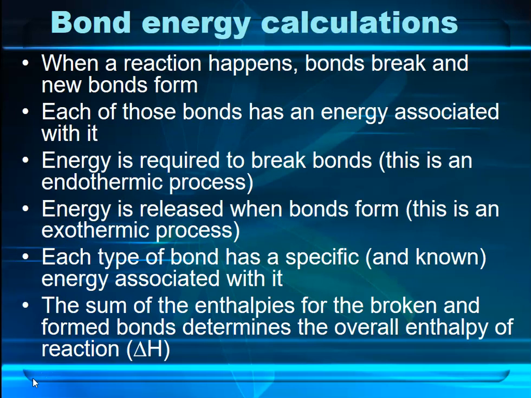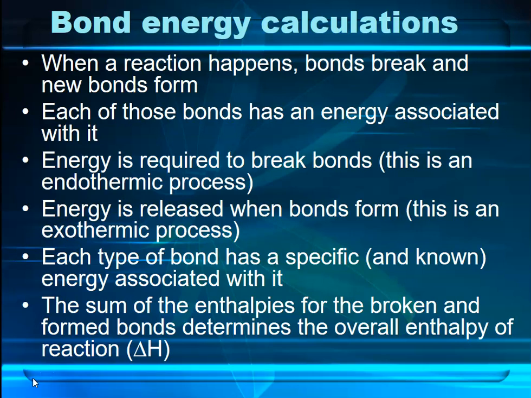Each particular type of bond has a different amount of energy associated with it, and that's what we call the bond enthalpy. So by summing up the enthalpy required to break all the bonds that are breaking in the reaction and the enthalpy released when we make all the new bonds, then we can work out the overall enthalpy change for the reaction. Okay, so let's be really clear. Breaking bonds takes energy, making bonds releases energy.